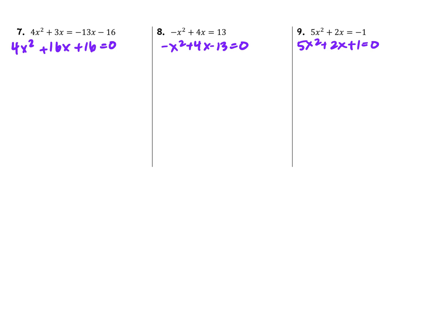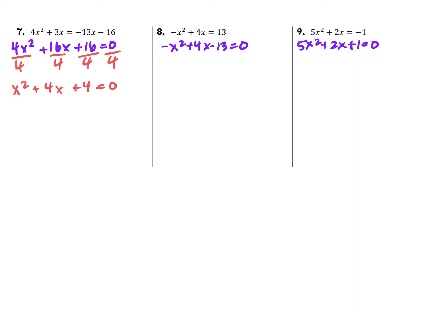Before I jump into number 7, the very first thing that I noticed is that all of these numbers are divisible by 4. So if I divide everything by 4, I'm still going to be able to use the quadratic formula, but these numbers are going to be so much smaller. And I actually notice, even though we're learning the quadratic formula, that this particular function in number 7, now that I've divided that out, looks like it factors.